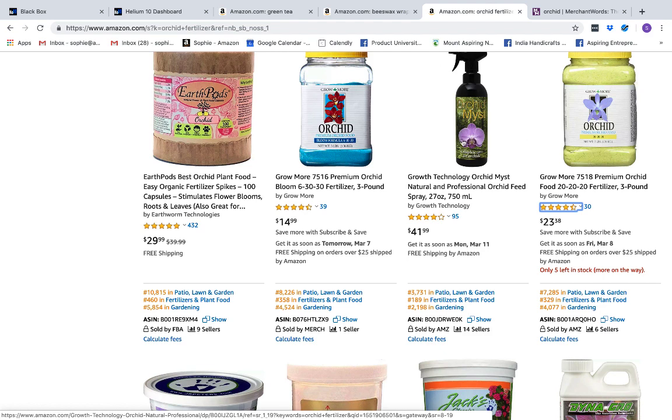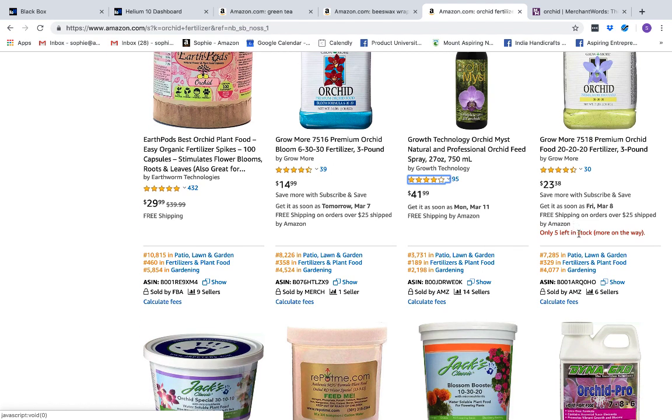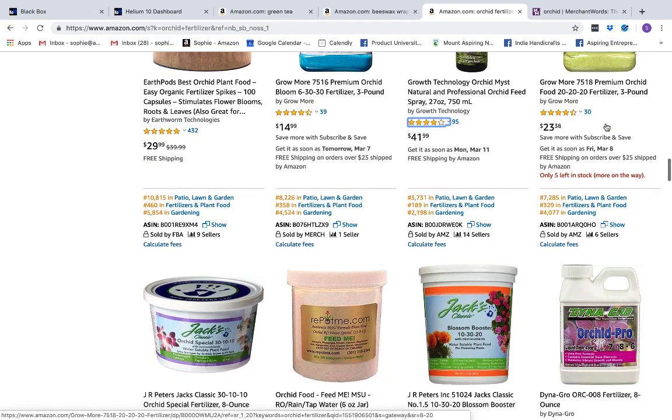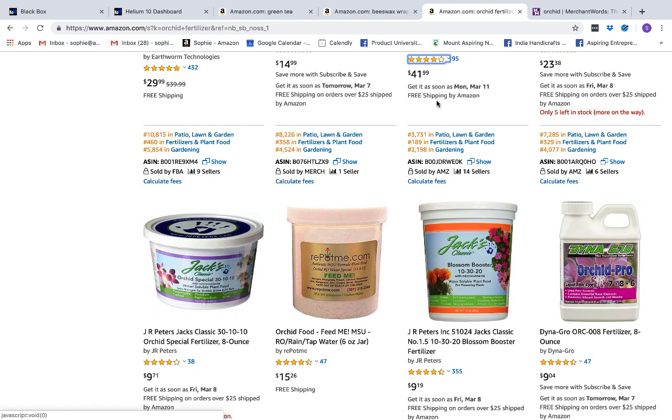Orchid Mist looks like very home done packaging. That looks like a private label seller to me. High price though. Good reviews. I'd read those reviews. Growth Technology. This has only got 5 left in stock with more on the way, so that's good. Like, this is a seller who's not even keeping up with demand, making that much in sales.